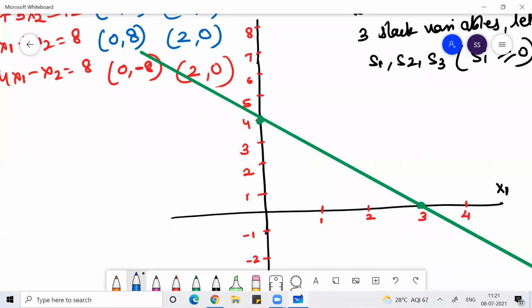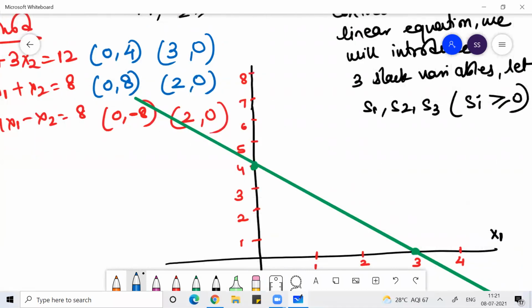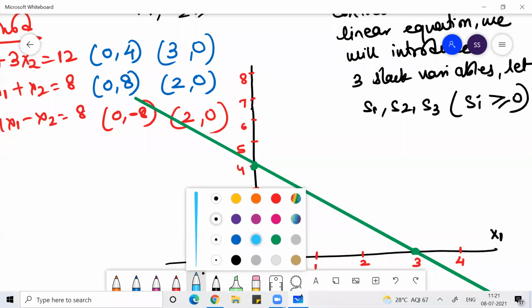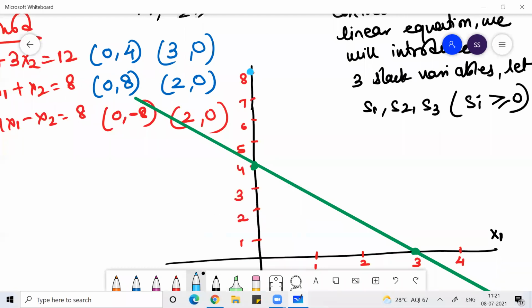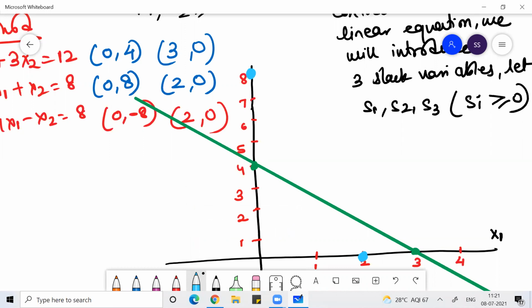Then the next one is 0, 8, 0, 8. So let me change the color. 0, 8, 0, 8, and 2, 0, and 2, 0, 0, 8, and 2, 0. Then I can draw the line for this.